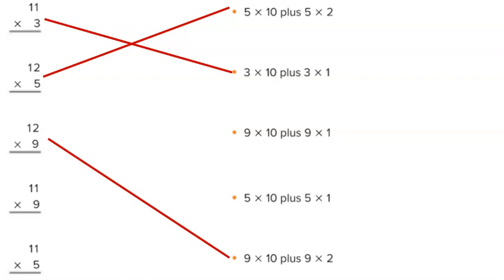11 times 9, that'll be the 9 times 10 plus 9 times 1, because 10 plus 1 equals 11. And then last but certainly not least, we have 11 times 5. So our known fact is 5 times 10 plus 5 times 1.